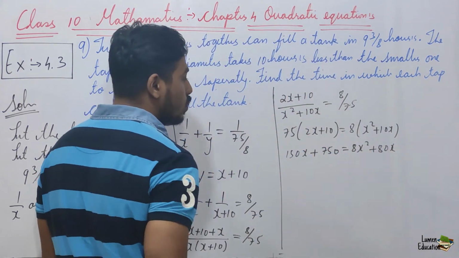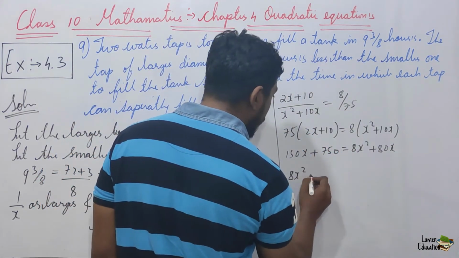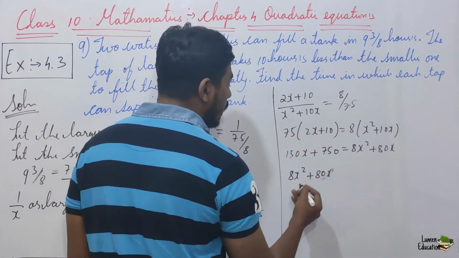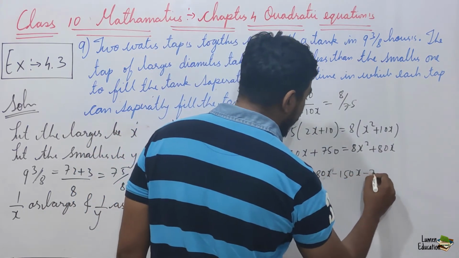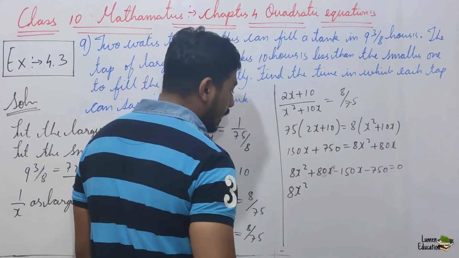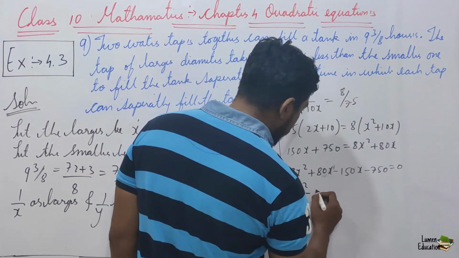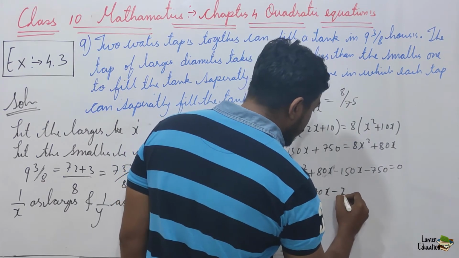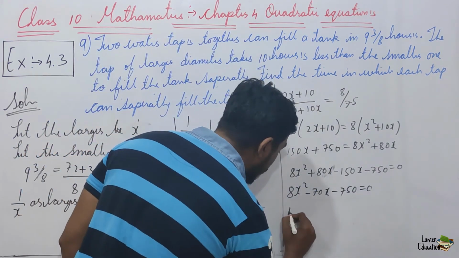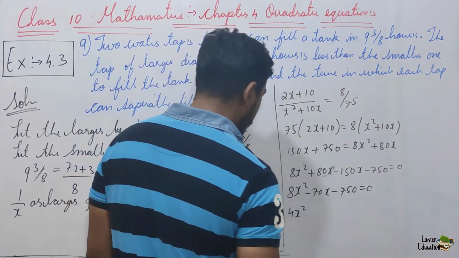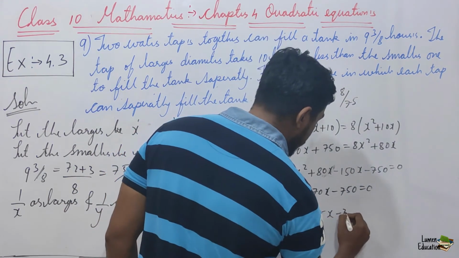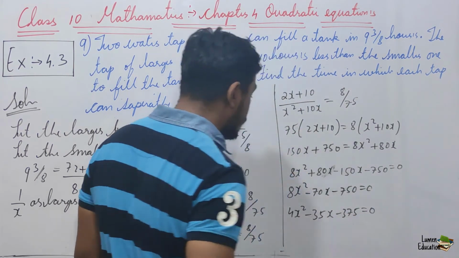Now take all the terms to one side: 8X square plus 80X as it is, then minus 150X minus 750 is equal to 0. We have only one X square term, therefore 8X square minus 70X minus 750 is equal to 0. Now you can divide this whole equation by 2. When you divide, you get 4x square minus 35x minus 375 is equal to 0.